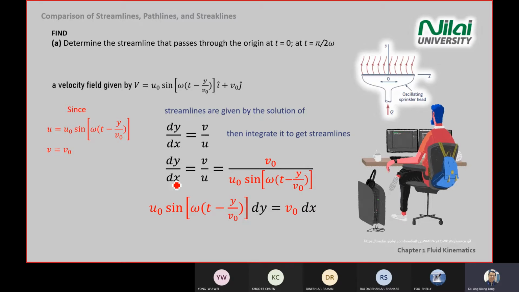So I move my dx from the left to right, my y component to the left hand side. Okay, because I want to clear the differential equation or fraction number into a linear equation. So just a rearrangement of the equation, you will get your u naught sine something dy equal to v naught dx. All right. So far clear for all of you, able to follow?